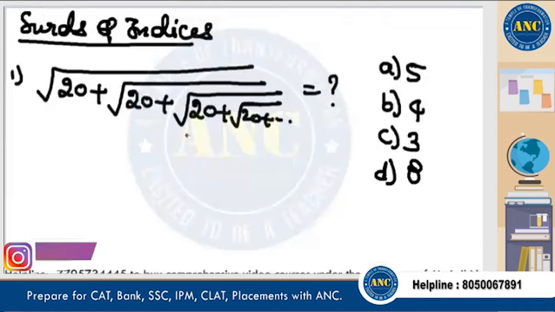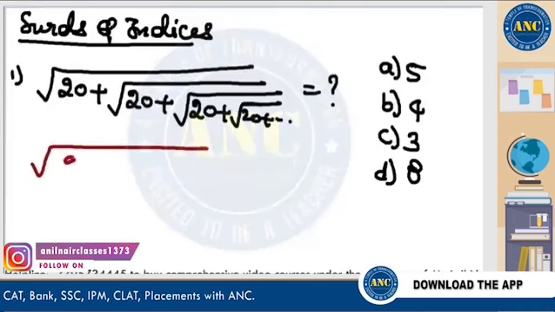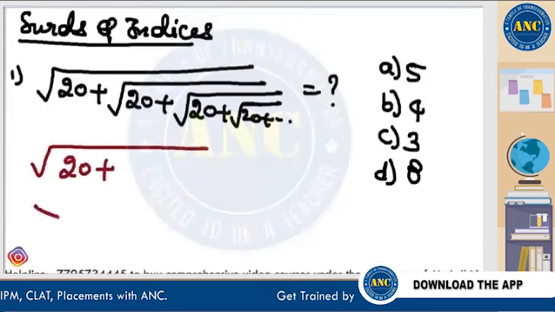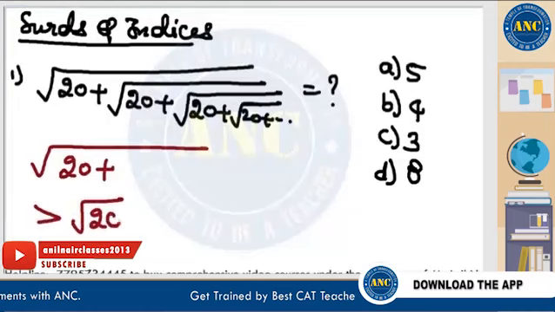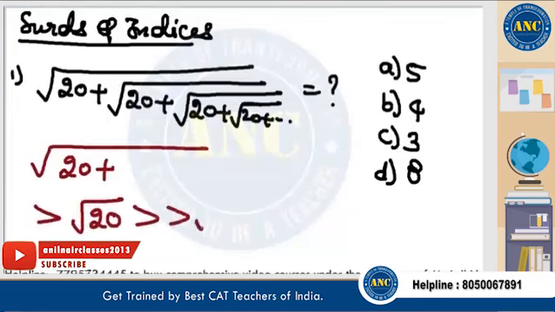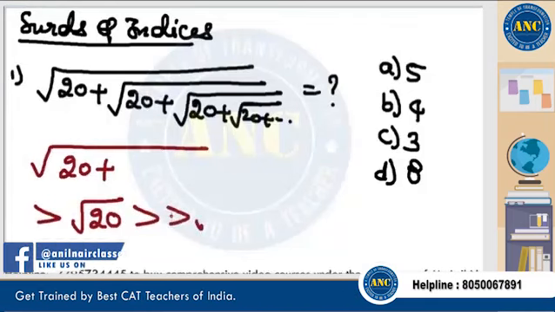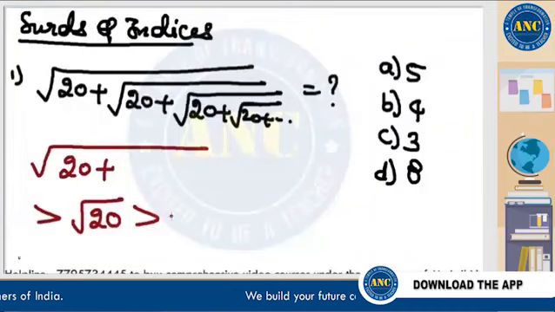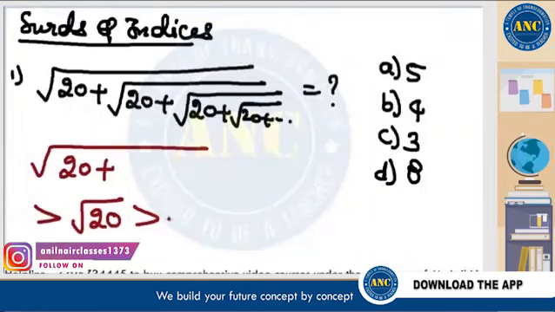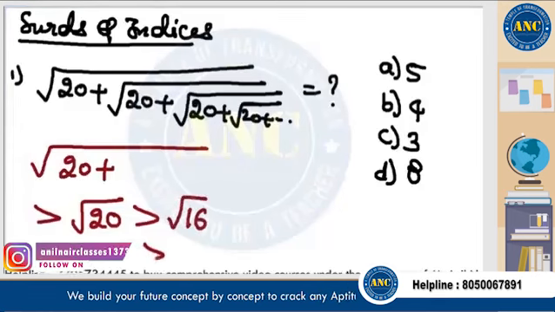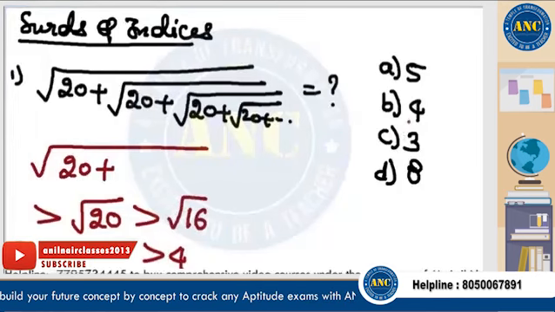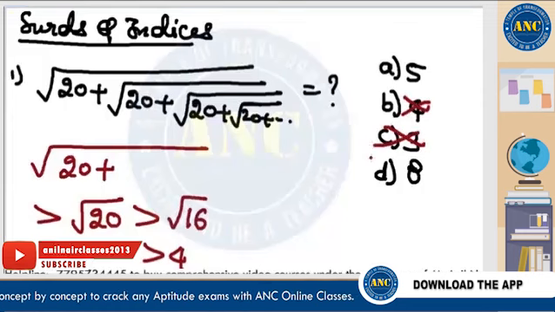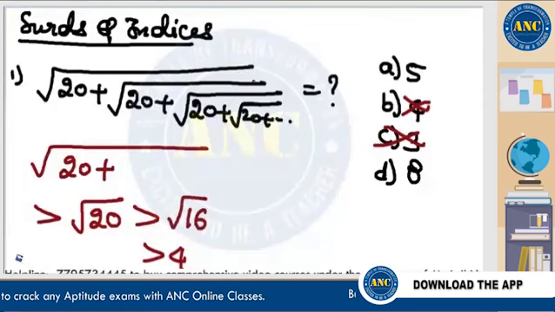By looking at the question itself I can say it is root of 20 plus something. That means the answer is greater than root 20. Root 20 is greater than root 16, right, Mahima? I hope you are all with me. So the answer should be greater than 4. So 2 options are out. You don't need to do it.